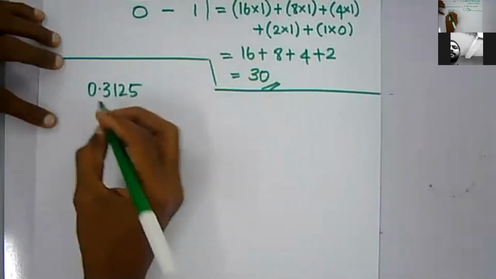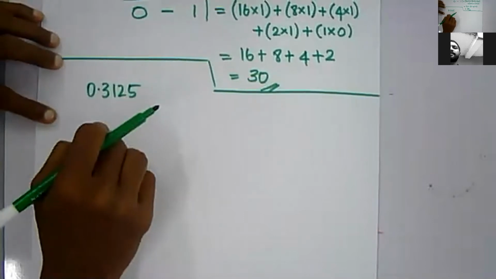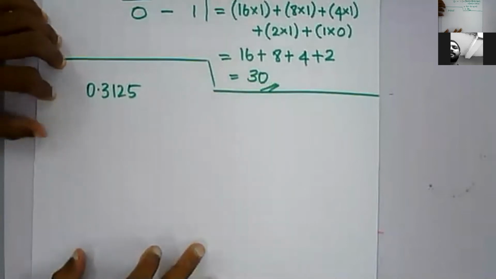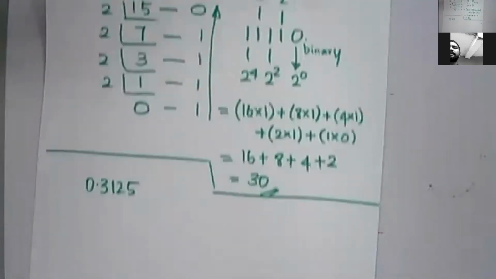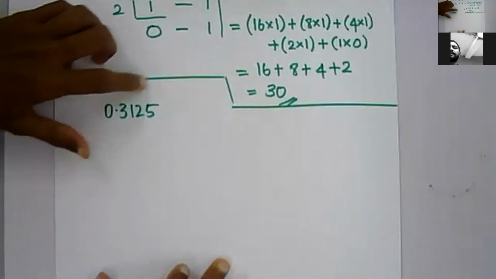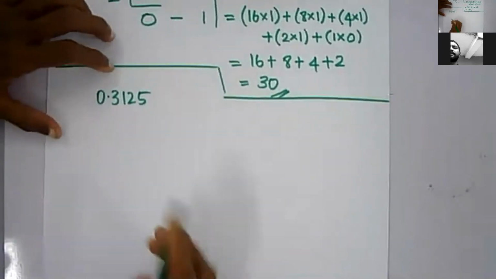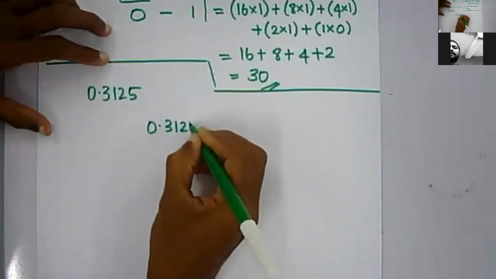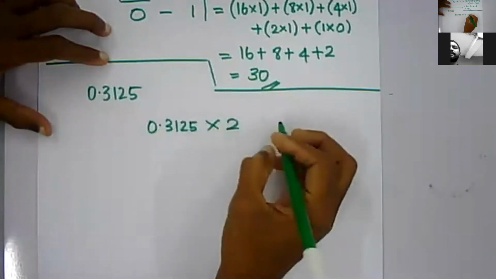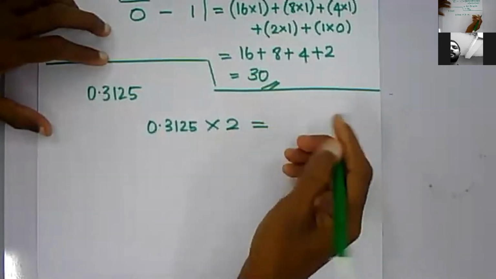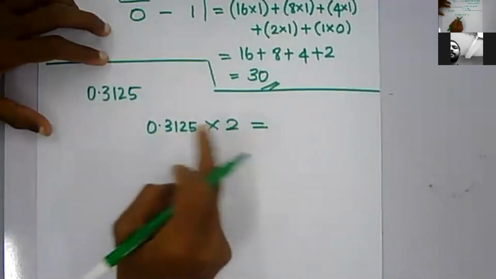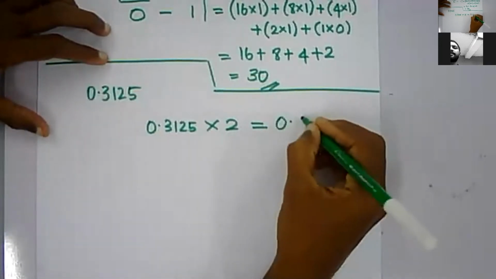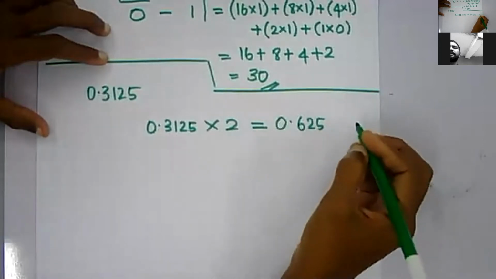Right? So for fractional numbers, what we need to do is perform successive multiplication. Here we did successive division, and for decimal point numbers, we are going to use successive multiplication. For example, if it is 0.3125, we need to multiply that by 2. I will get 0.625. Am I right?